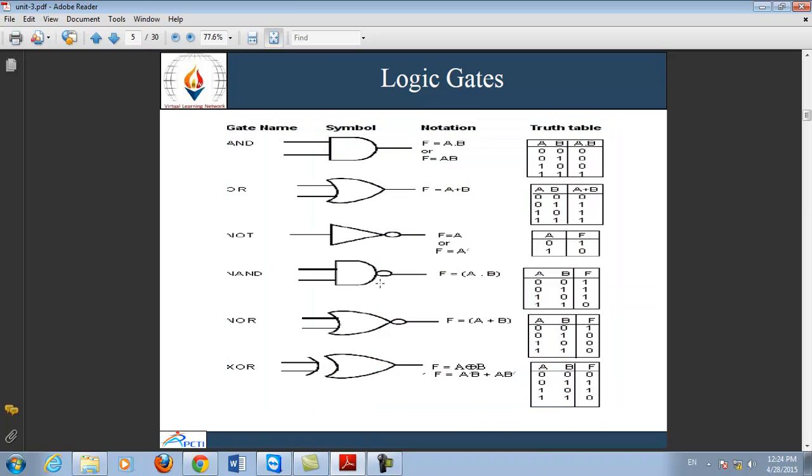AND में आपके पास value आई A into B, and the result of NAND will be A into B whole complement, or you can say whole bar. A into B whole bar means AND में जो भी output आपको receive होता है, 0 0 0 1, if you reverse this output, that is 1 1 1 0, then you will get the output of NAND gate, because NAND means AND and then complement, and then NOT gate.